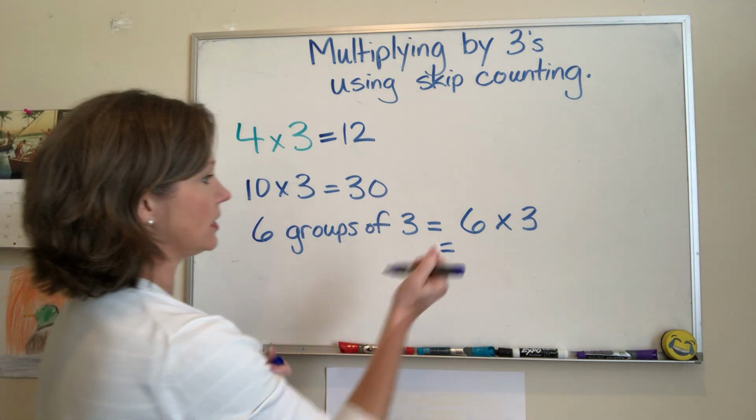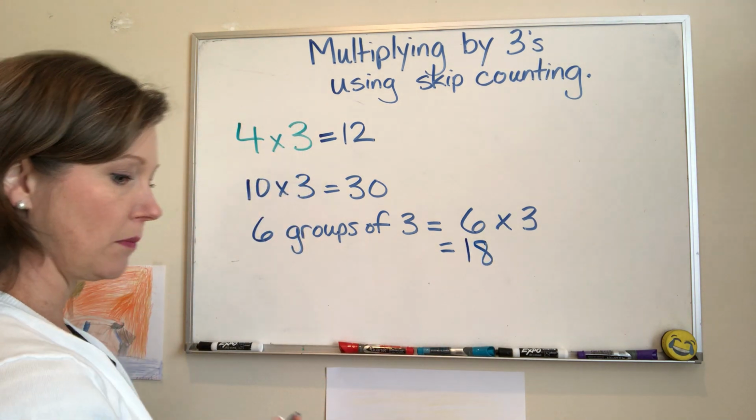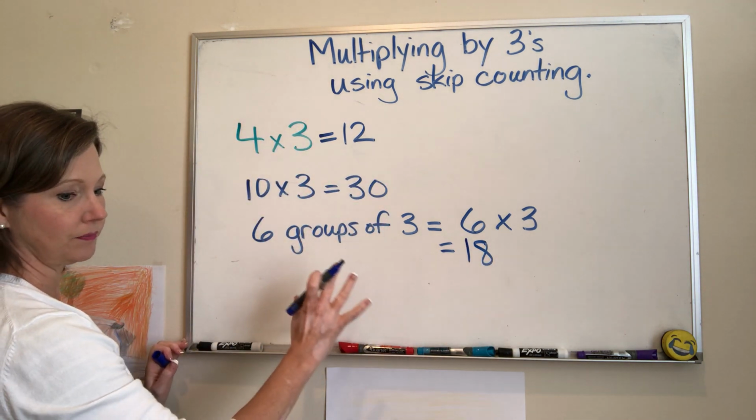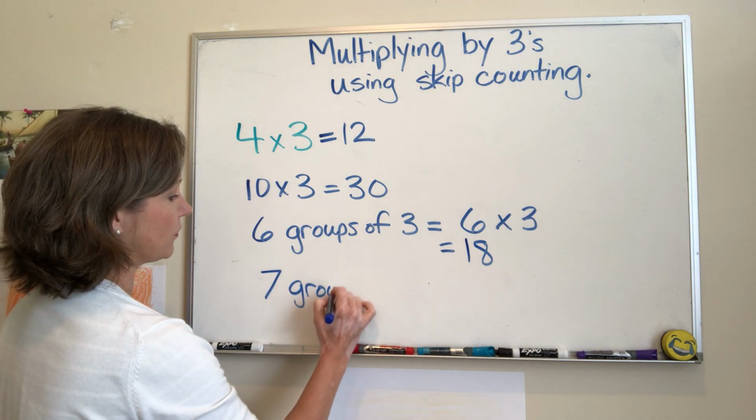Number 18. Do you see how you're using your skip counting to find the answers? Pretty fun. Well, let's look at number 4 then. Make sure you have that written down. Number 4, they say, is 7 groups of 3.